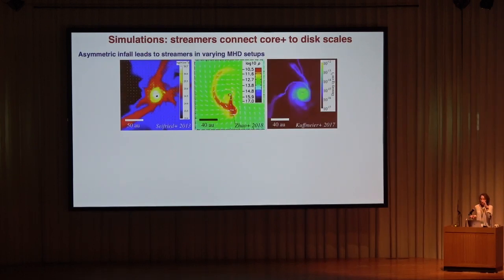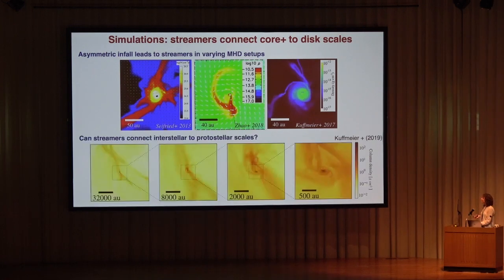We see asymmetric infall in simulations. In varying MHD setups, we see these kinds of streamers. And the other thing that's interesting is that again, we're looking at connecting the scales. So streamers in some simulations seem to connect from large scales right down to the very small scale.